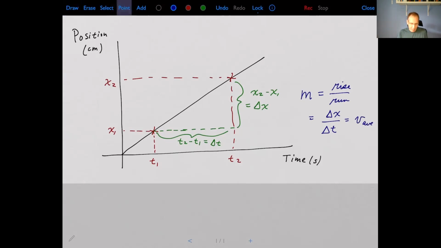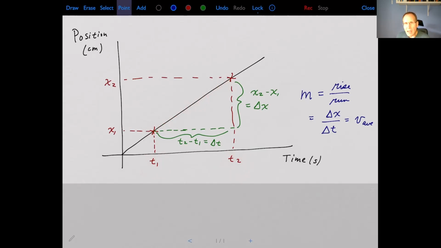So if you have a position versus time graph, and you have some curve, in this case, it happens to be a line. If you pick 2 points on that curve, and then you draw a line between those 2 points, and you calculate the slope of that line, that's going to be the average velocity over the time interval from t1 to t2. It's the average velocity over that time interval.